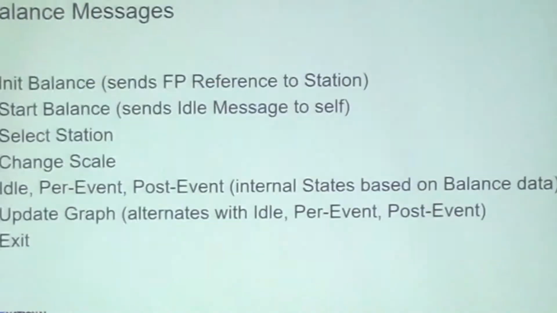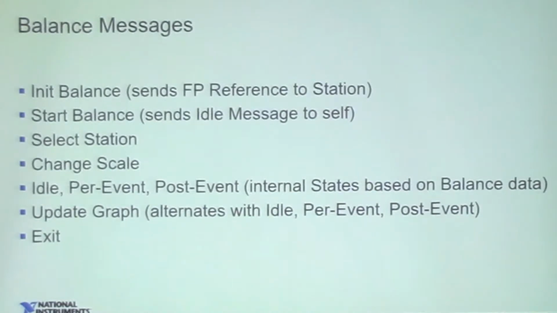So, again, these are its messages. It starts. Have we selected the station as one we want to see? We want to see its graph. Have we changed the scale on the graph? And then it's doing most of its thing by reading the balance, deciding if it's in its idle, pre-event, or post-event state. And there's one other thing in the middle of the state that alternates with it, update graph.